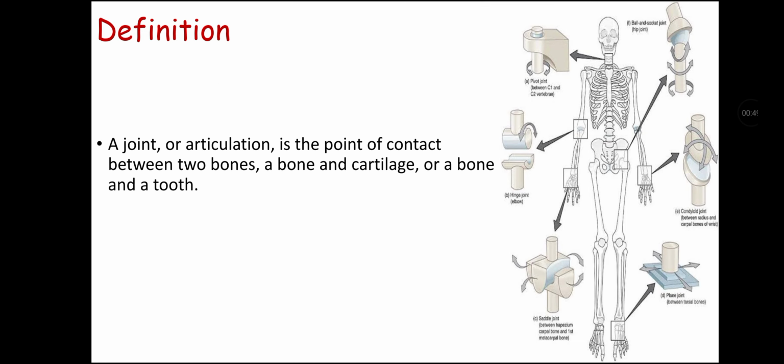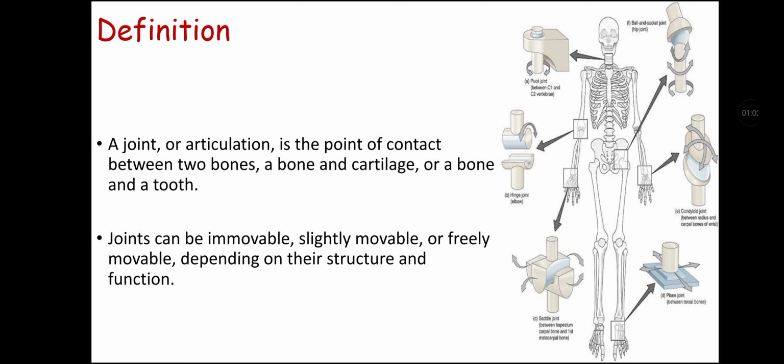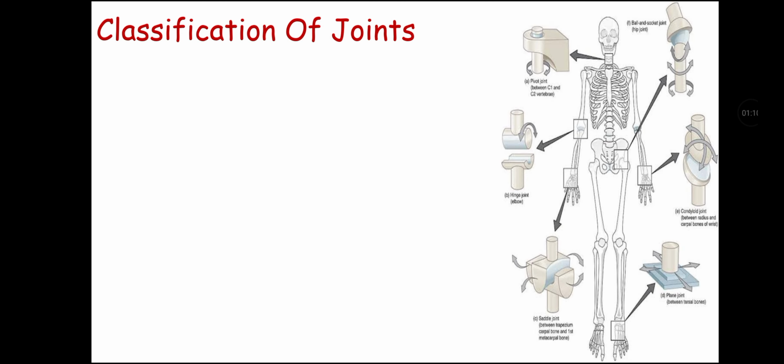Definition of joints. A joint or articulation is the point of contact between two bones, or maybe it is a point of contact between bone and cartilage, or bone and a tooth. Joints can be immovable, slightly movable, or freely movable, depending on their structure and function.